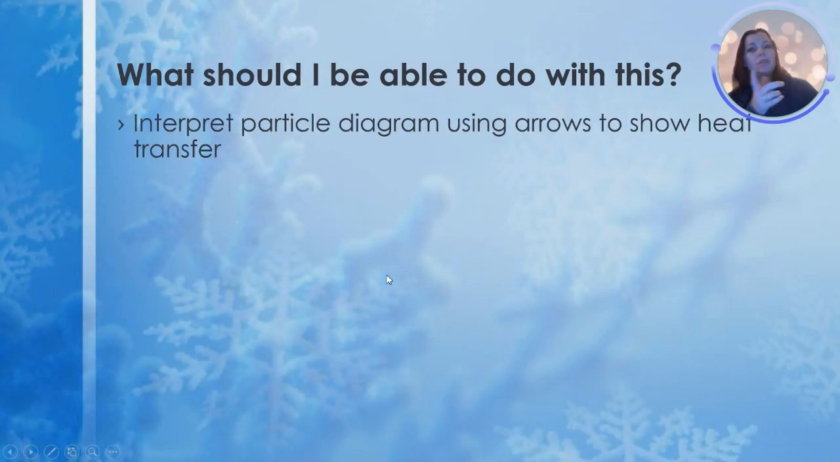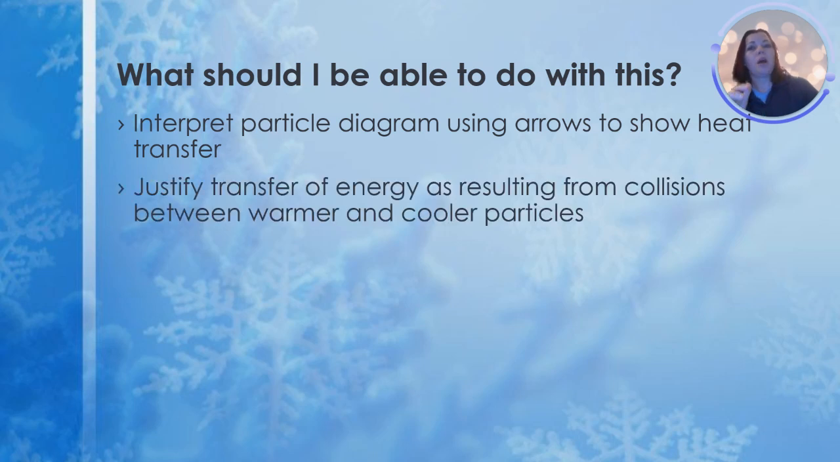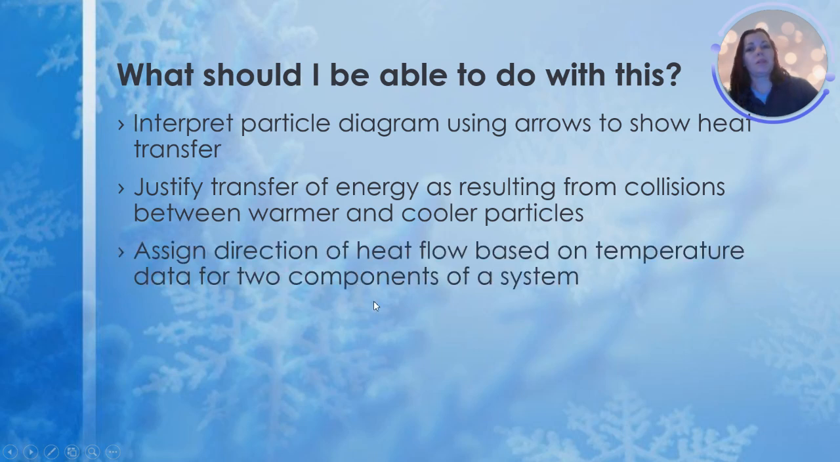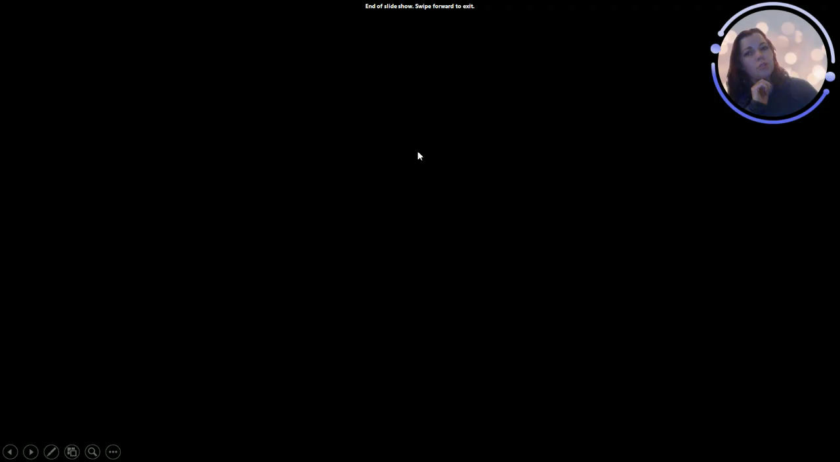What should you be able to do with this? First of all, interpret particle diagrams using arrows that show heat transfer. Justify a transfer of energy as a result of the collisions between warmer and cooler particles. And then assign the direction of heat flow based on temperature data for two components of a system. And also, when it says interpret particle diagrams, you should also be able to produce your own particle diagrams that use the arrows to show that heat transfer.